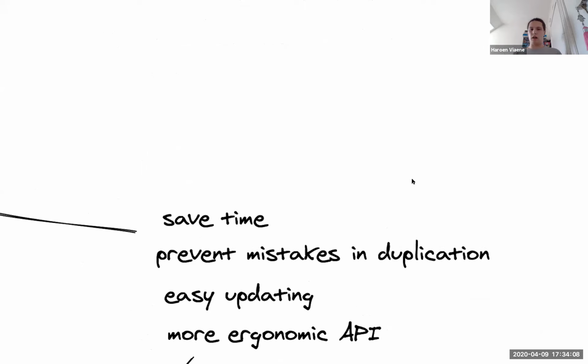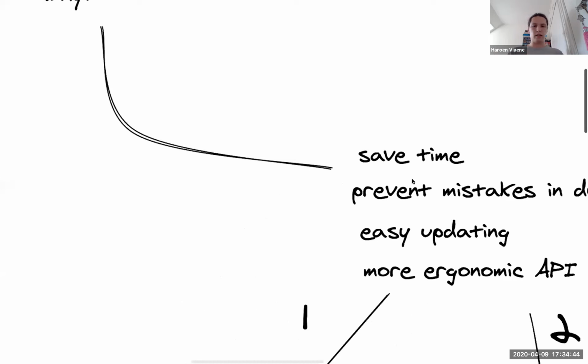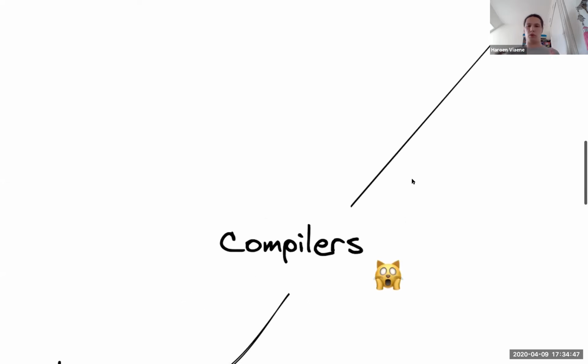Those things are key points that you could have given for any abstraction. Any function can save you time, can prevent mistakes when you have duplicated code, etc. However, what we're really interested in is preventing those things from actually having a runtime overhead on our code. But before we dive deeper into how we'll do this, I'm going to explain how this works behind the scenes. And for that, we need a little bit of theory on compilers.